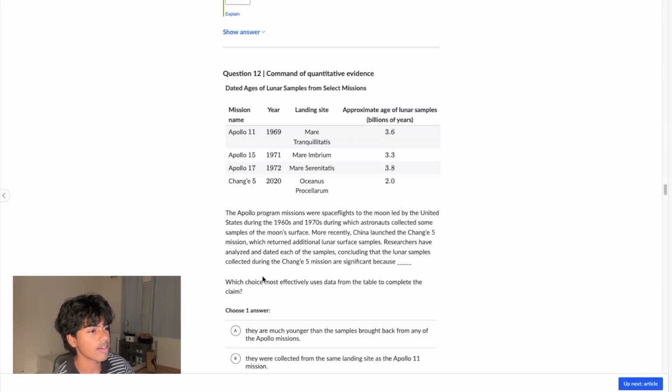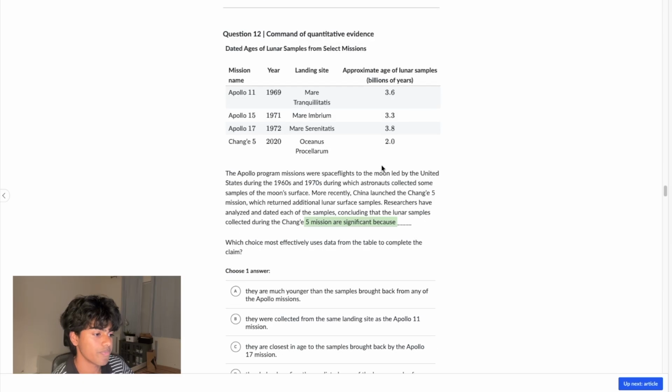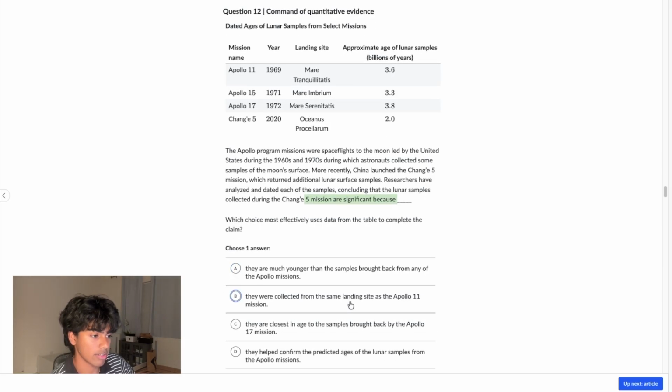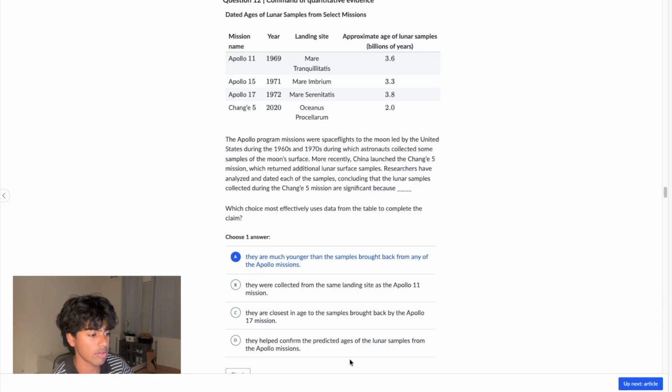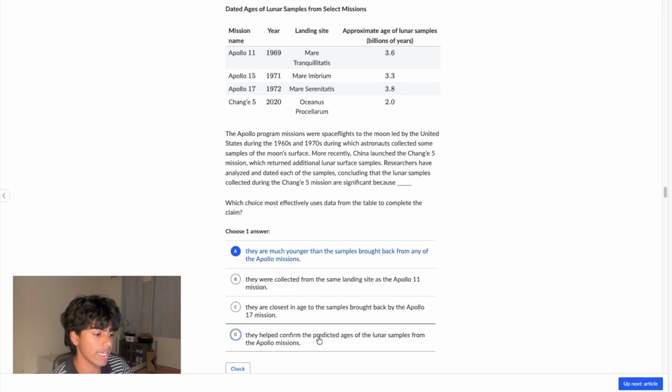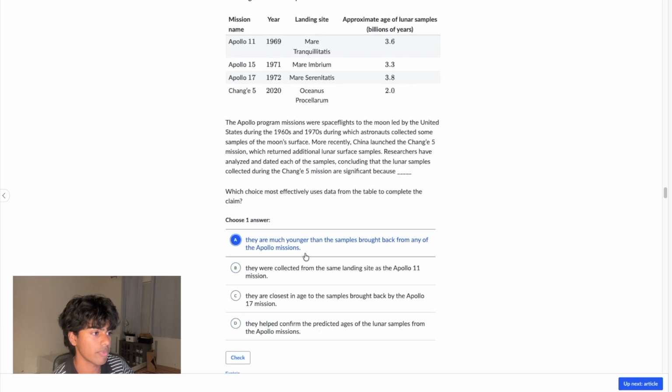Question 12. Which choice most effectively completes the claim? Okay. The lunar samples collected during the Chang'e 5 mission are significant because, well, let's see what's different about it. Same spot. It's a mare, Oceanus Procellarum. Weird. 3.6, 3.3, 3.8, and 2.0. It's a lot younger by almost 1.5 billion years. So it can't be this one because it's not true. This one could be. Let's check other ones. Closest in age? No. Helped confirm the predicted ages? Not really. So it's gotta be this one.